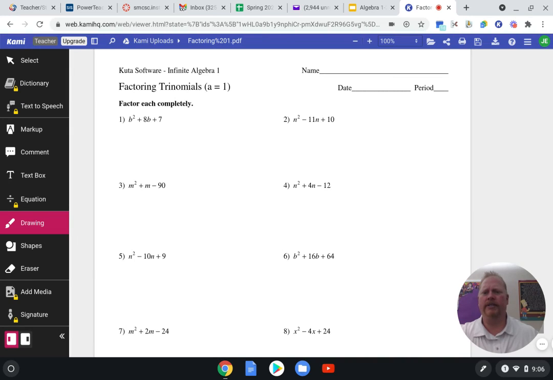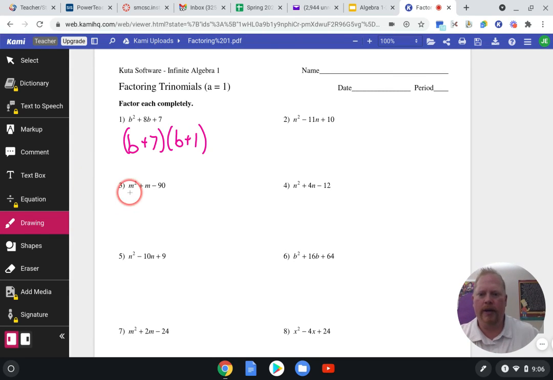Okay, so here we have a few examples. Let's just do a couple of them. On the first one, both of my signs are positive, so I know I'm looking for two positive numbers. So what two numbers multiply to be a positive 7 and add up to be a positive 8? Well, that's going to be 7 and 1. So I get b plus 7 and b plus 1.